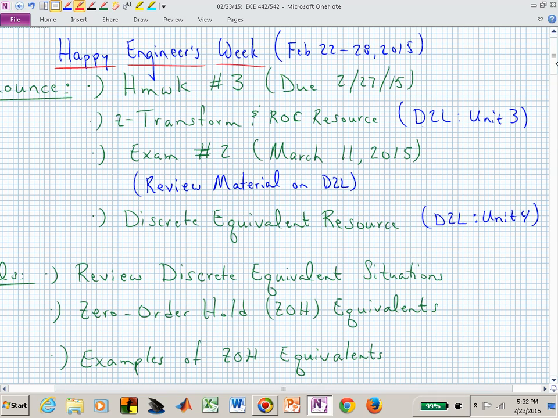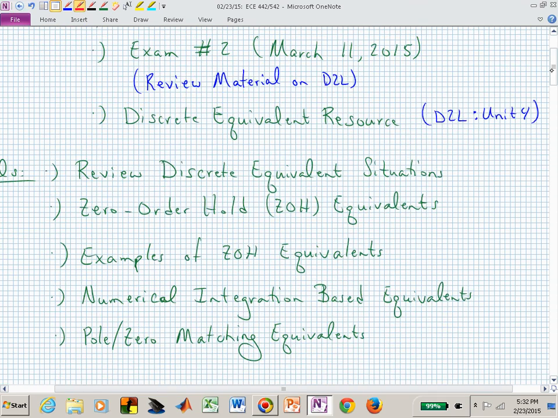There is now review material on D2L to get you ready for exam number 2. Today what I want to do is quickly review the block diagrams that we introduced last time on discrete equivalents. I want you to make sure that you're clear on there being 2 different scenarios, or 2 different reasons, for performing discrete equivalents.